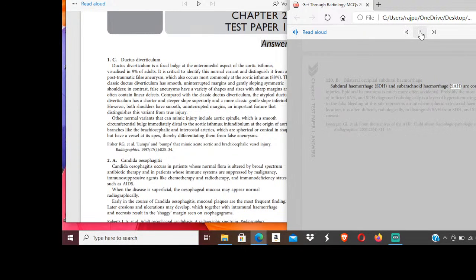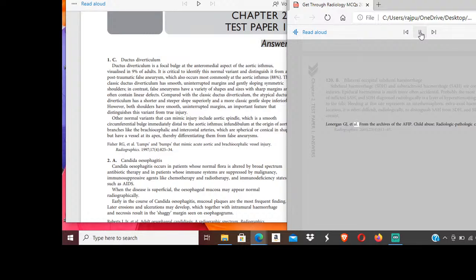SDH and subarachnoid hemorrhage, SAH, are common abusive injuries. Epidural hematoma is much more often accidental. Probably the most common location of inflicted SAH and SDH diagnosed radiologically is a layer of hyperattenuating material adjacent to the falx. Bleeding at the site represents an interhemispheric extraaxial hemorrhage. In this location, it is often difficult, radiologically, to distinguish SAH from SDH, and SDH and SAH may coexist.